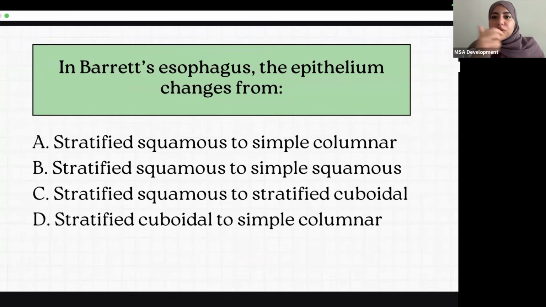Okay, let's start with questions. In Barrett's esophagus, the epithelium changes from, I just talked about this.